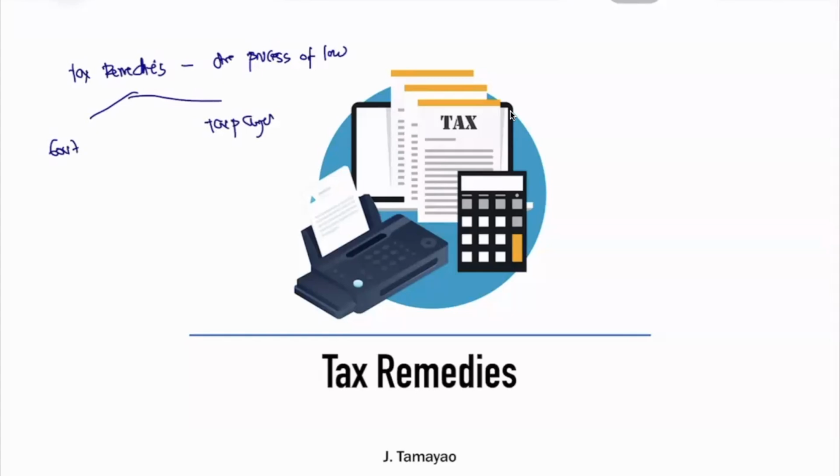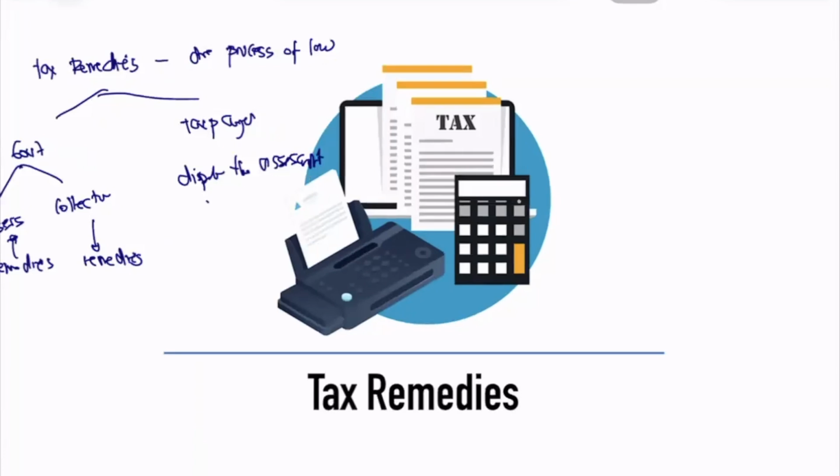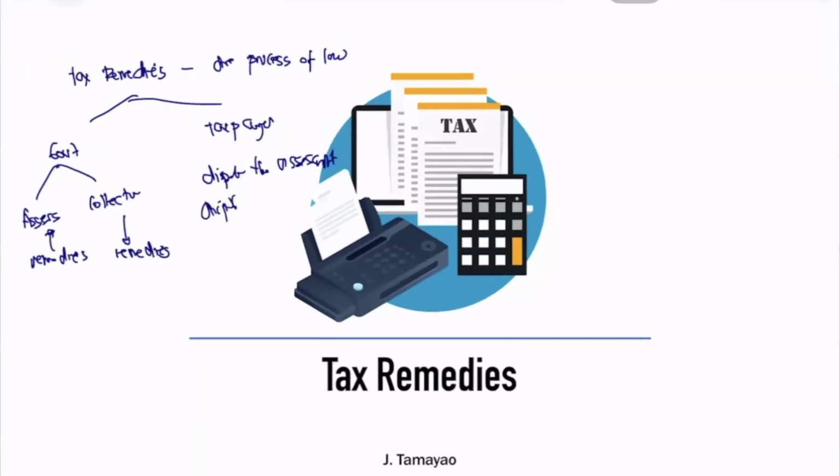For government remedy, as you all know, the government through the BIR can assess and collect the tax. Part of tax administration is the assessment and collection. If ever they cannot properly assess and collect, there are remedies to assess and also remedies to collect. In the same vein, of course, the taxpayer also has procedures or remedies to dispute the assessment or recover the improper collection.